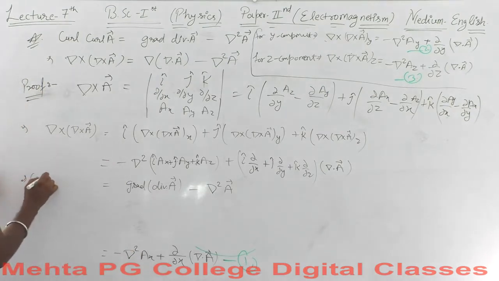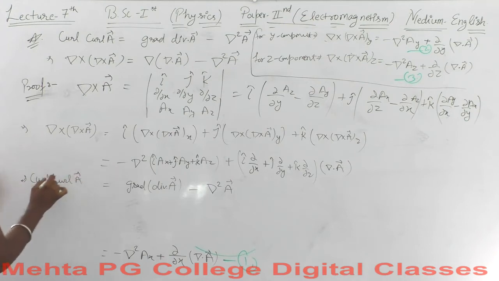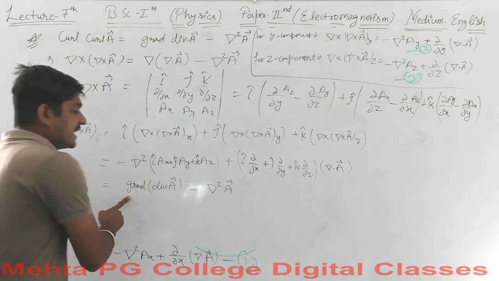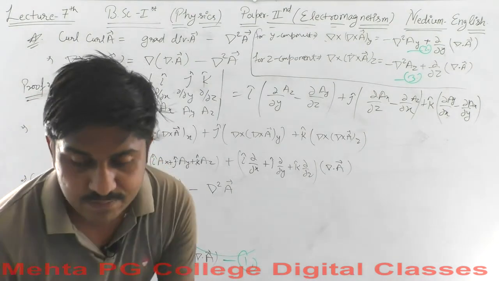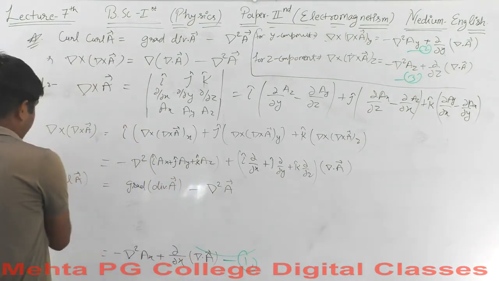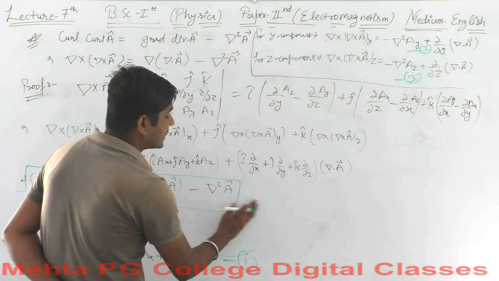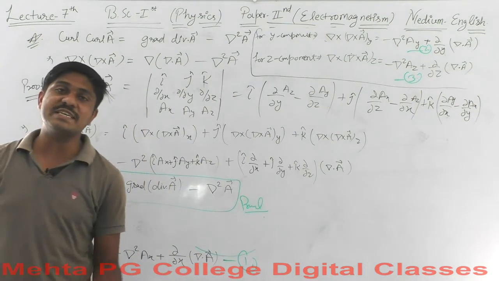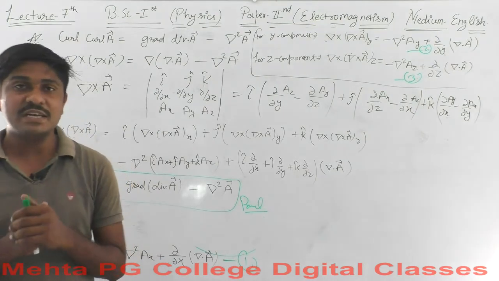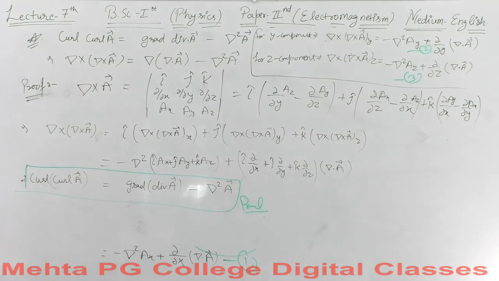So the value of curl of A vector is equal to the gradient of divergence of A vector minus del square A vector. This is what we were supposed to prove, and we have proved it. This is again a vector identity, and I hope you can prove this easily and without complications. So try it yourself, and you can take a screenshot. Let me move aside.